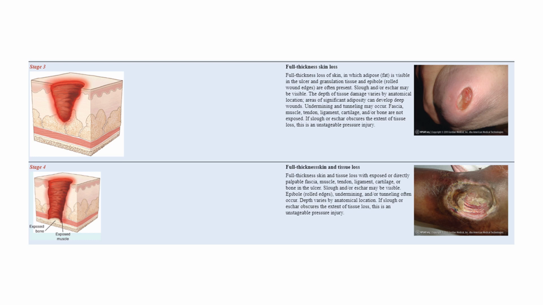And then we have our stage 4, which is full thickness skin and tissue loss. This has exposed or directly palpable fascia, muscle, tendon, ligament, cartilage, or bone. So this one's deep. We're seeing structures underneath it. Slough or eschar may be visible. Epibole, again with those rolled edges. Undermining is almost like a shelf, and I'll show you guys on the wound butts that we have. Tunneling is a tunnel. The depth varies by anatomical location. If slough or eschar obscures the extent of tissue loss, this would be an unstageable pressure injury, which we will look at in a second.